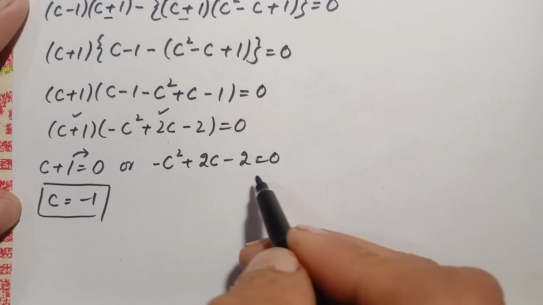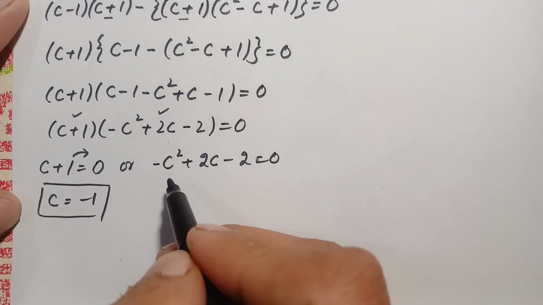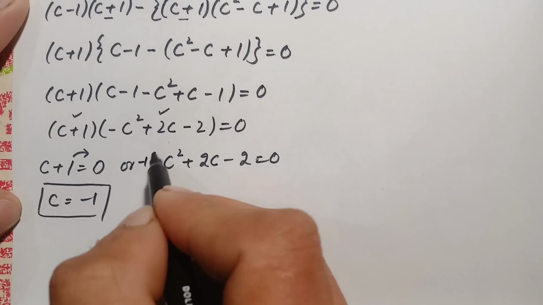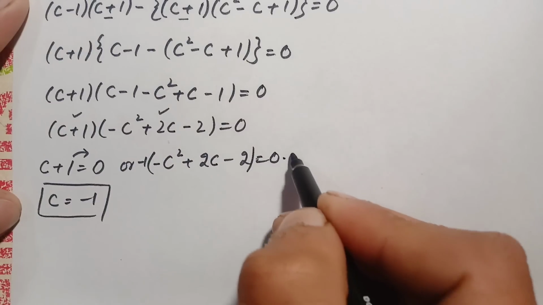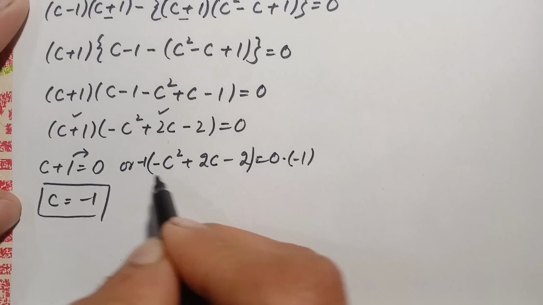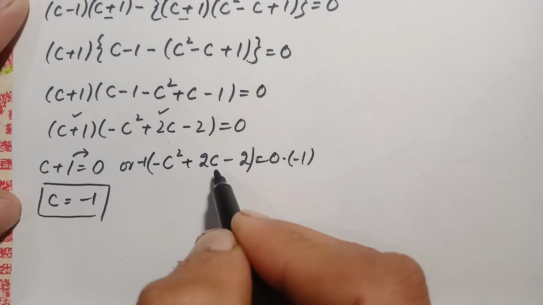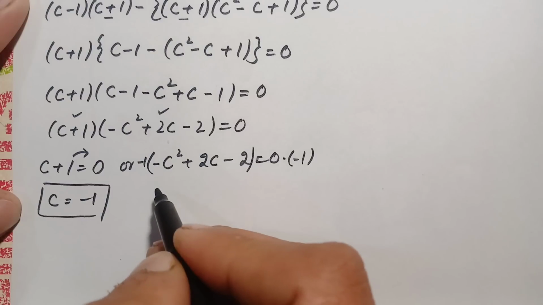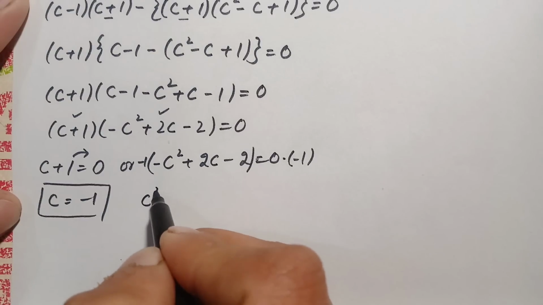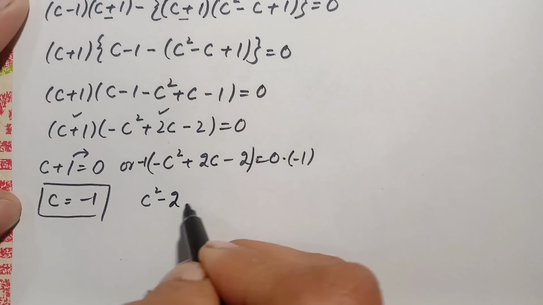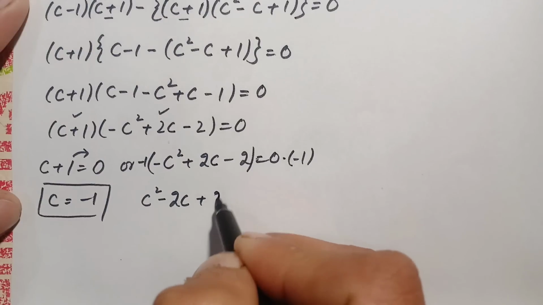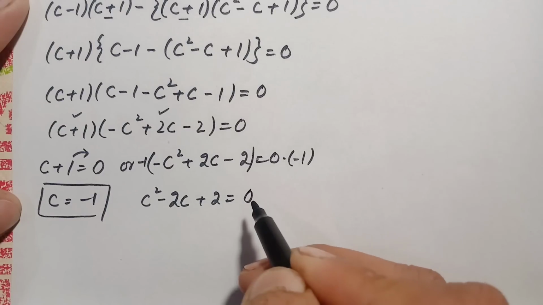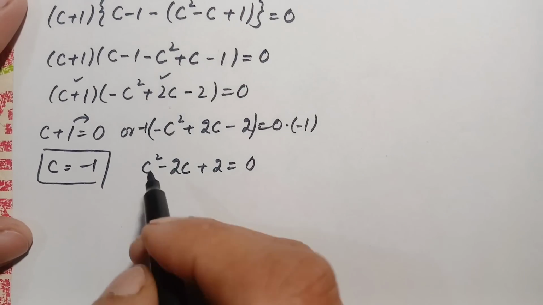So for that you multiply both sides with a negative number, negative 1. Let's multiply -1 with both sides. Multiplying -1 with each term, the sign of each term will be changed. So the negative will become positive and the positive will become negative. So this will become c square, negative 2c, positive 2, and multiplying any number with 0 is always 0, so this will become 0. Now this is a quadratic equation.